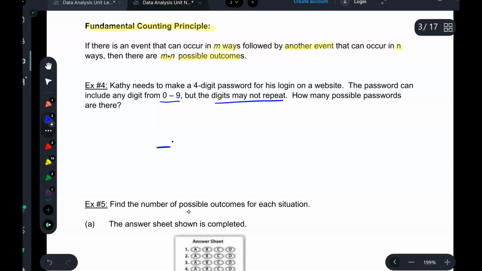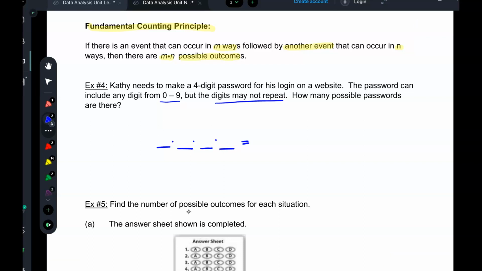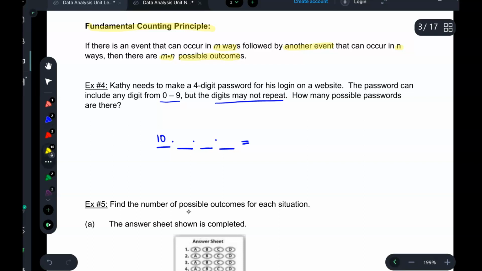Okay, so there's 4 digits. So that means we're going to multiply 4 different numbers of options. Well, how many digits do you have, 0 through 9? Well, that's 10 digits, right? Counting 0: 0, 1, 2, 3, 4, 5, 6, 7, 8, 9. So that's 10. But since they may not repeat, for the second digit, I've already used one of those numbers, so I can't reuse it. So that means I only have 9 digits left to choose from.